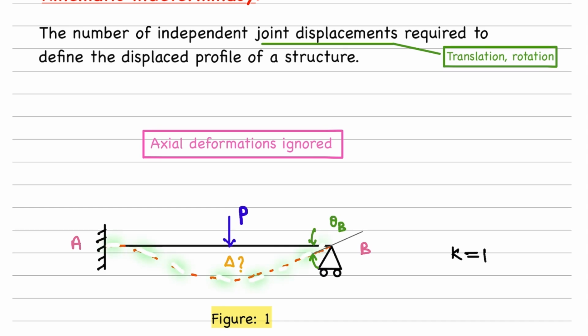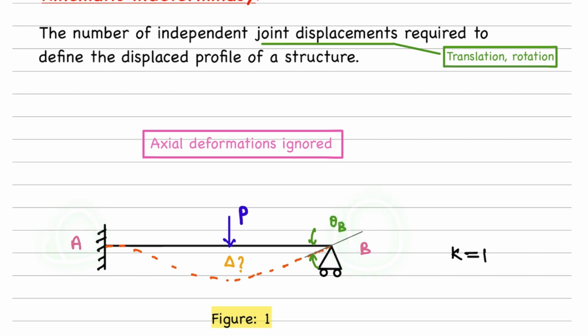Now, do we require any displacement, such as the transverse displacement here, to capture the complete displaced profile? No. Why? Because we are saying we require only the joint displacements. Therefore, we need to see only what is happening at the joints. Here we have two joints, A and B.